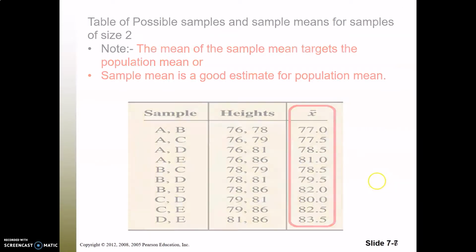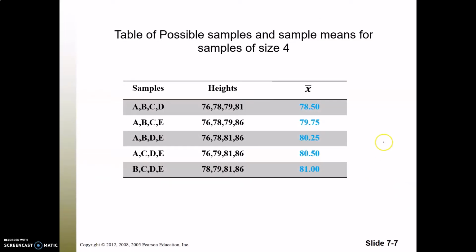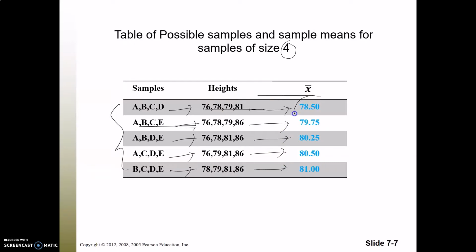Let's go further. Now we repeat the same process. Previously we did it for a sample size of 2. Now we do sample size 4. These are all samples of size 4, and there are 5 of them. I have written all the heights here. I have added all these values, divided by the number of observations, 1, 2, 3, 4, and computed the mean. A new column is generated, and this column is called the sampling distribution of the sample mean.